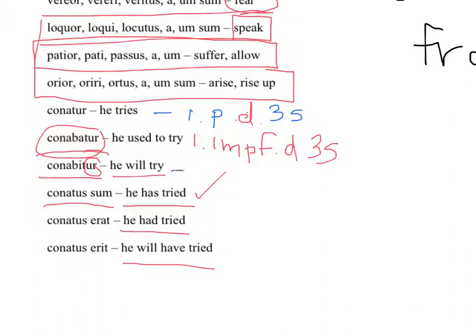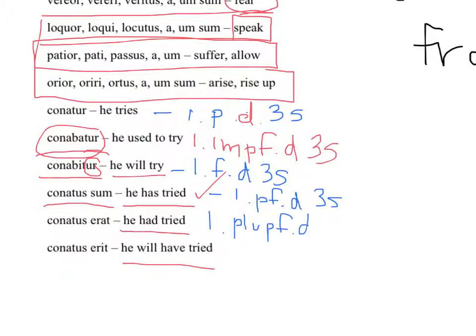Let me make sure you know what each one is. This is the indicative future in the deponent voice, third person singular. He will try. This is the indicative perfect, deponent voice, third singular. This is the indicative pluperfect, deponent, third singular. He had tried. And then finally the indicative future perfect, deponent voice, third person singular. He will have tried. Each of them translates as if they were active.